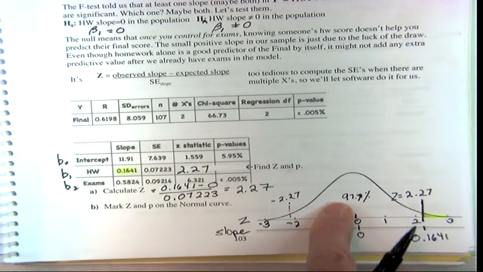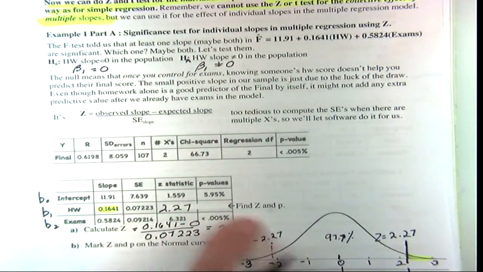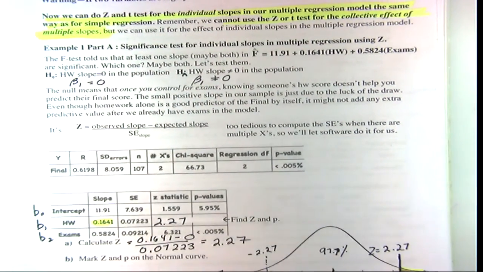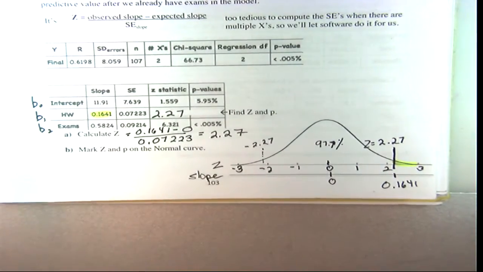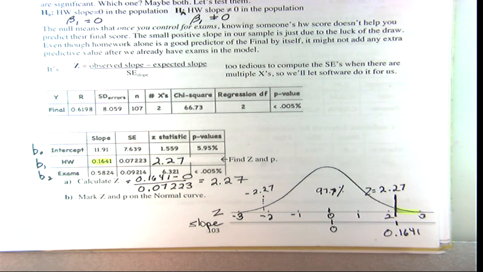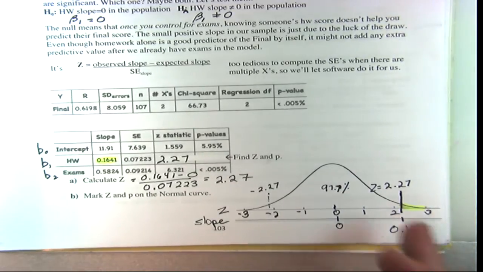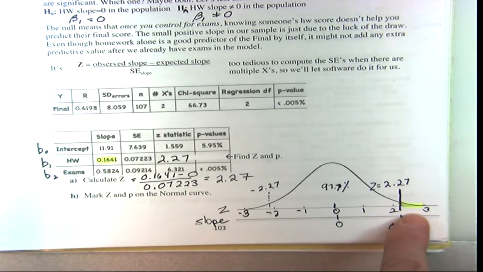All right, so it was two-sided up here, but you know what? I was pretty sure that homework was going to help people. Wouldn't you think a reasonable alternative hypothesis would be that the higher your homework score, the better your final exam score would be, rather than the worse? So let's say we had a one-sided hypothesis. We can do it both ways. But for the one-sided hypothesis test, this would be our answer right here.